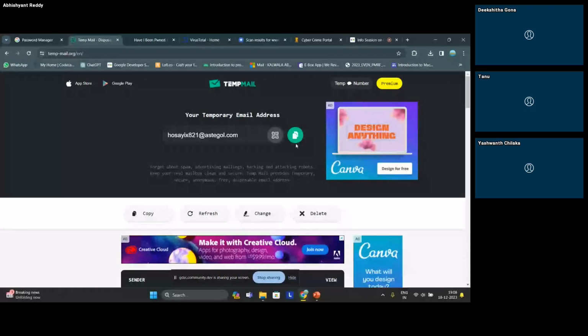You don't get any of the advertisements, and even if the site is breached, as my friend Yeshwant had mentioned about Domino's or Big Basket, or any small website gets breached, these mails don't contain any of your information, right? So you are safe.